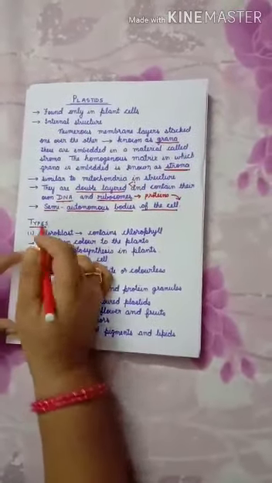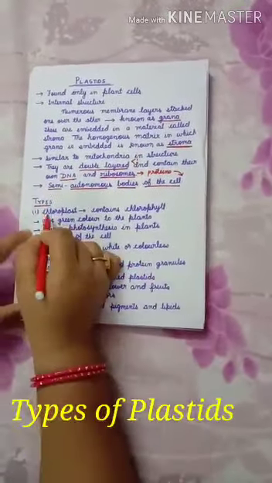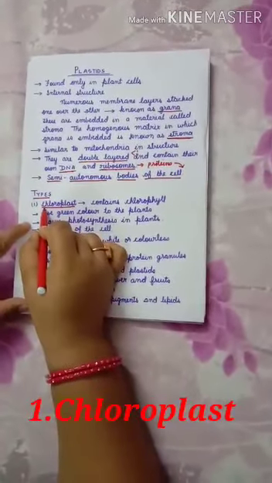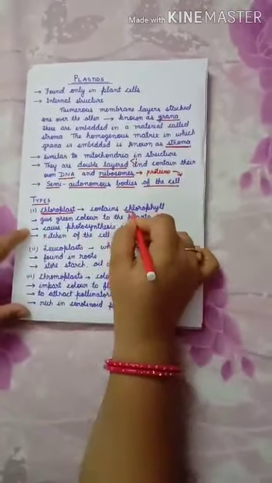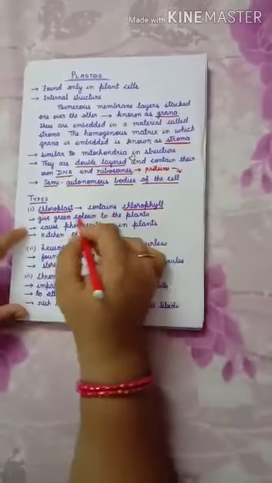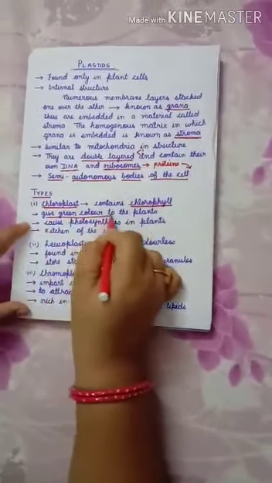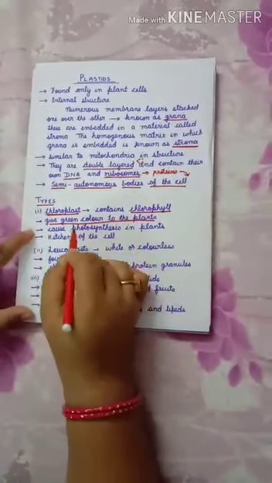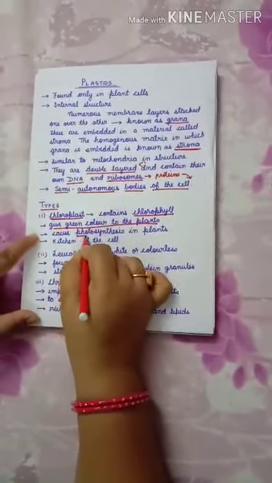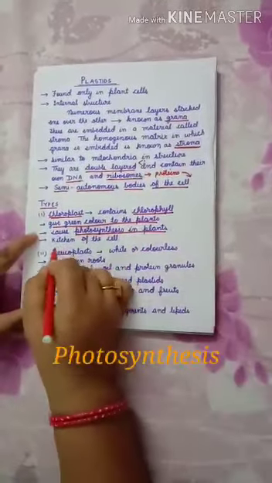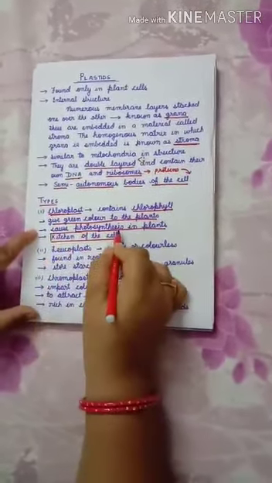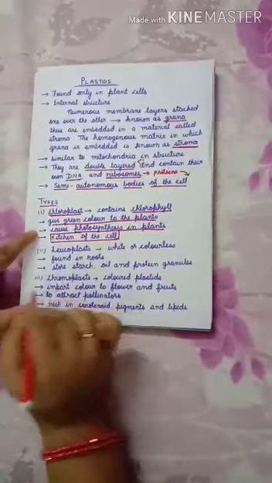Now let us discuss types of plastids. First type is chloroplast. Why does its name contain the word chloro? Because chlorophyll is present in it, and it is present in all green parts of the plants. Due to the presence of chlorophyll, chloroplast helps in photosynthesis in plants, and that's why chloroplast is also known as the kitchen of the cell.